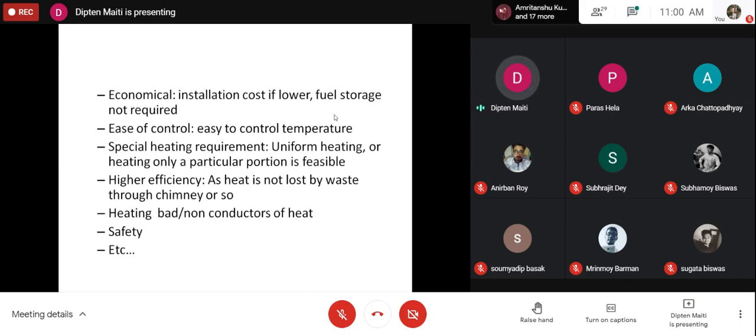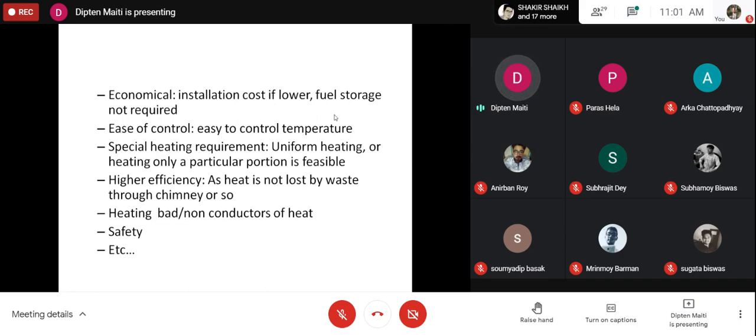You don't need to store the fuel. If your fuel is coal, you require coal to be transported and stored for use at different points in time. So you require a huge amount of storage, depending upon the size of the installation. However, electrical power doesn't need to be stored. We can also control electrical heating very easily. For the mechanical system, that is a bit difficult because something is burning. You cannot control the burning very precisely, which you can do for electrical energy or electrical conversion.